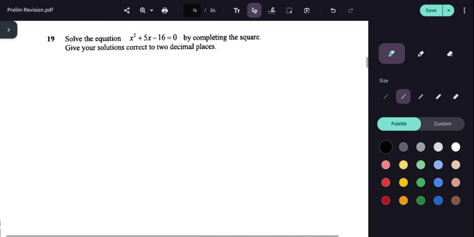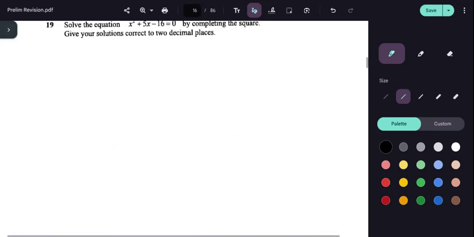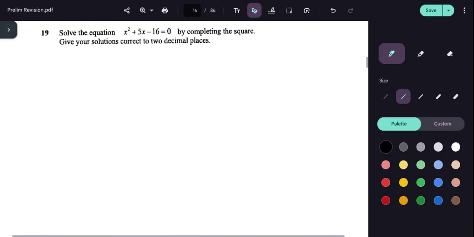Okay, completing the square here. Completing the square is actually quite easy. First step that I always do is x minus 2.5 square, like that. You divide the center number by 2. After that, you expand.